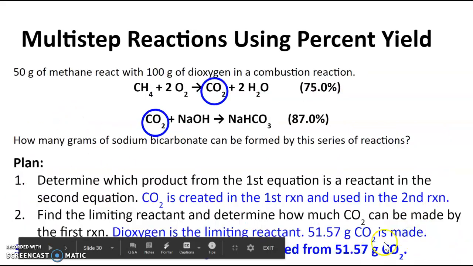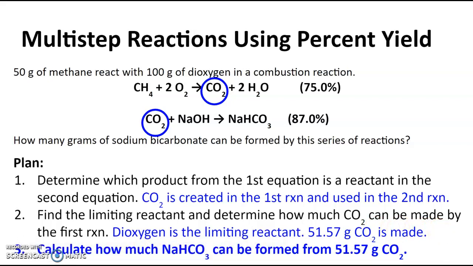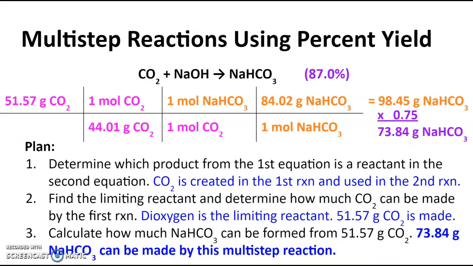So in the second reaction, there's 51.57 grams of carbon dioxide available. That means our third step is to calculate how much sodium bicarbonate can be formed from the carbon dioxide. Naturally, we're going to incorporate our percent yield like we always do.